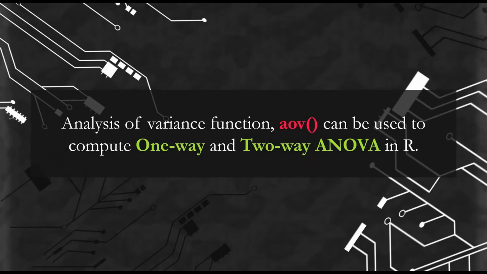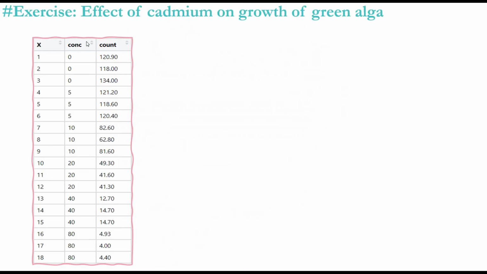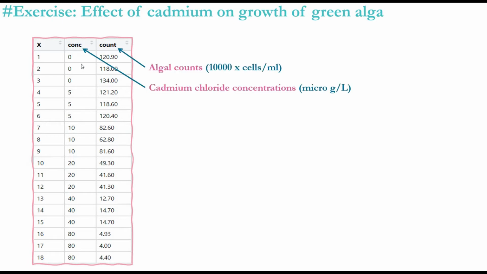The analysis of variance function can be used to compute both one-way and two-way ANOVA in R. So let's start first with one-way ANOVA. Here is an exercise to illustrate how we use one-way ANOVA in R. It measures the effect of cadmium on growth of green algae. So here we have the concentration of the cadmium chloride, and here we have algae counts. So let's go to RStudio and see how we can do that.